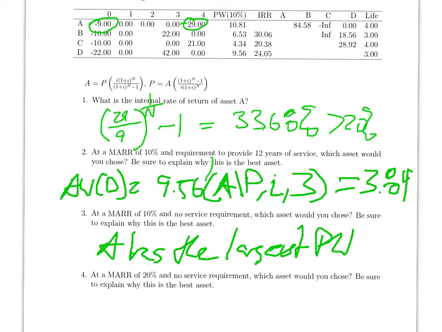And so we say, oh, that's a really good payoff, and so we upgrade from B to C, throwing away B. And then we check to see if we should upgrade from C to D, and we check that incremental internal rate of return and find that it's 28.92%, and we upgrade to asset D. So D ends up being the answer.